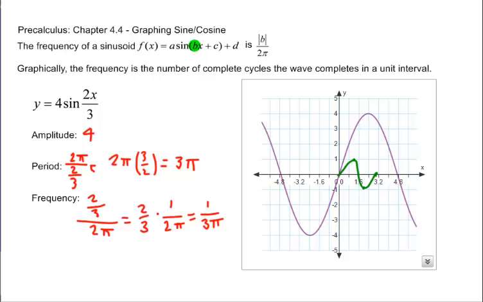And then the frequency is how much of one cycle do we see from 0 to 2 pi? From 0 to 2 pi, about how much of the graph have we seen? The answer is about 1/3 of it. That's how this works, and the frequency is just the reciprocal of the period.